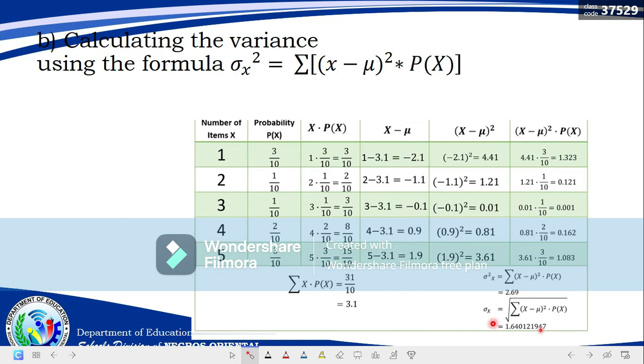Okay, and then if you're going to get the standard deviation, this is our variance. But if we're going to get the standard deviation, it is equal to 1.64. Okay, but the variance is 2.69.